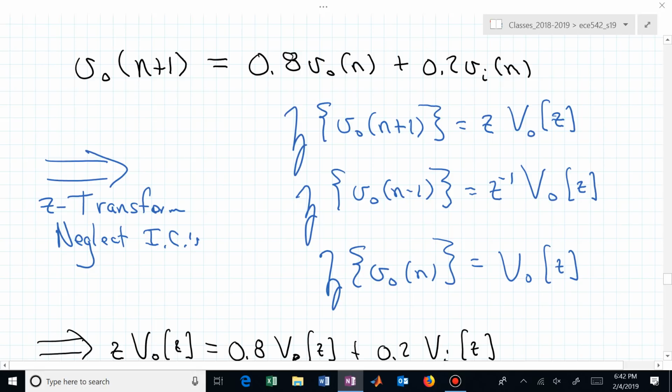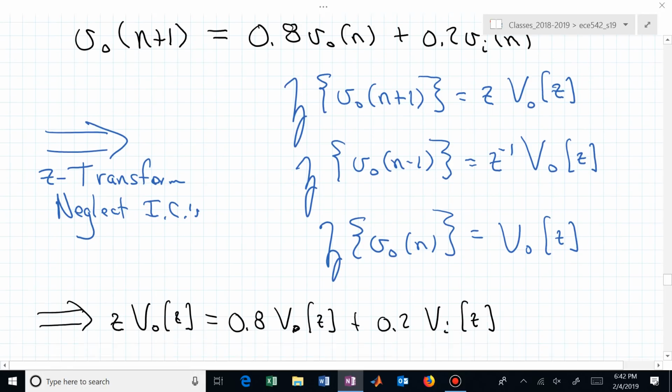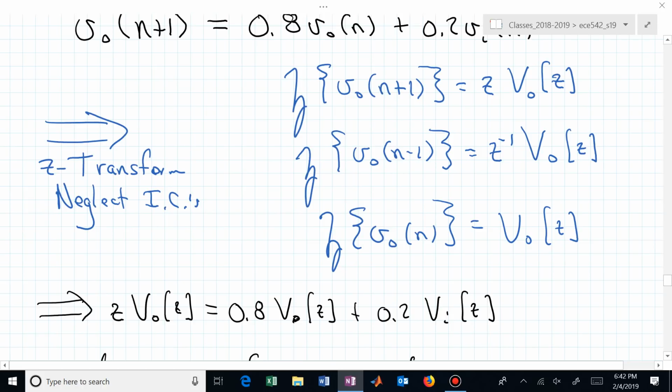We were interested in the sinusoidal steady state, which means we're allowing all the transients to disappear. So we would have some other constants incorporated into that z-transform expression when we account for the initial condition. Just like when you take the Laplace transform of a derivative, you have s times v sub 0 of s minus v sub 0 at t equals 0 minus.